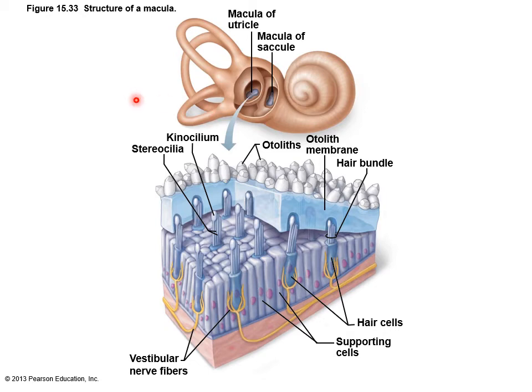Okay, so let's look at equilibrium. These are structures that are associated with static equilibrium. These are what we call the macula, and the macula has two structures called the utricle and the saccule, and you'll see them here. Now the saccule is kind of straight up and down, and the utricle is kind of horizontal. And these structures have hairs embedded in them with supporting cells. And then they have this sort of jelly-like membrane that has these otoliths, which are calcium carbonate salts embedded in this jelly-like matrix.